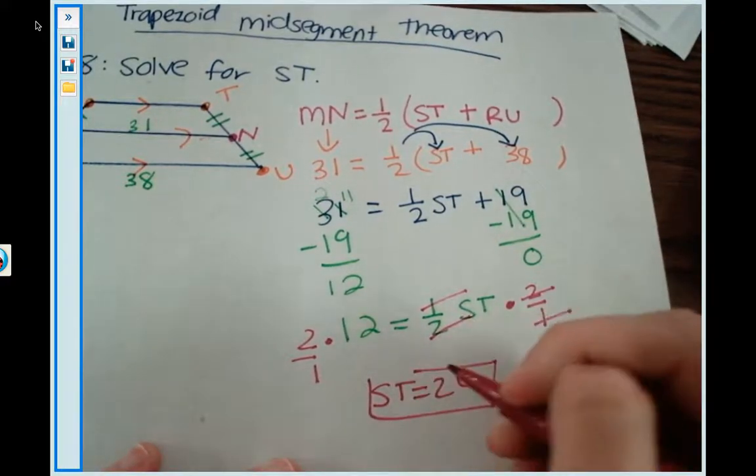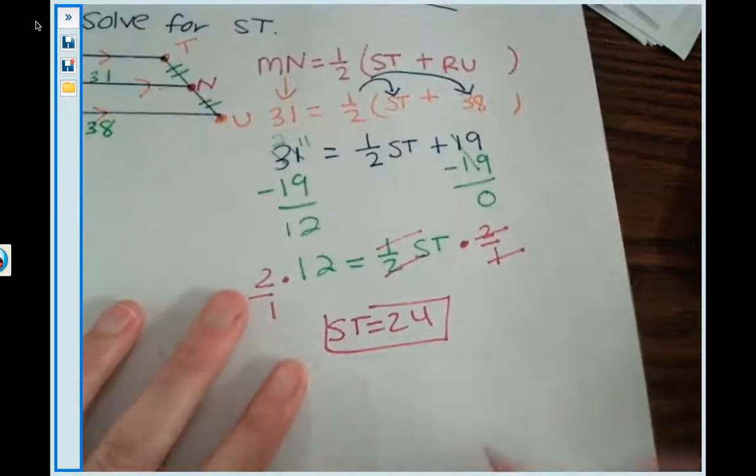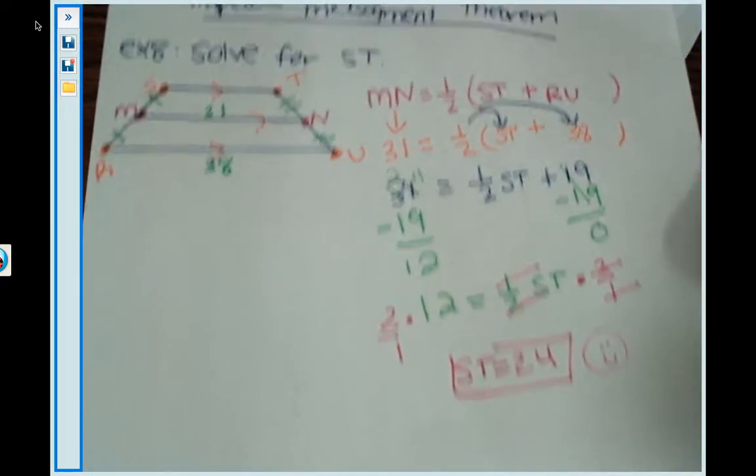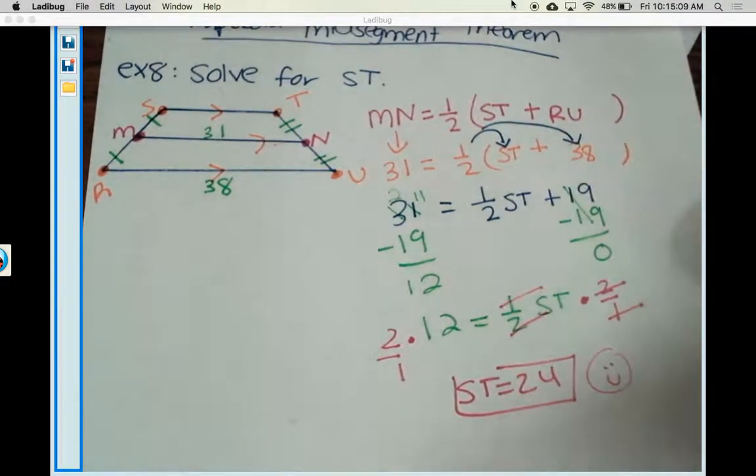We solved for ST, so that means we're done. And we're happy because we love the trapezoid mid-segment theorem. All right, nice job, you guys. You killed that. Awesome.